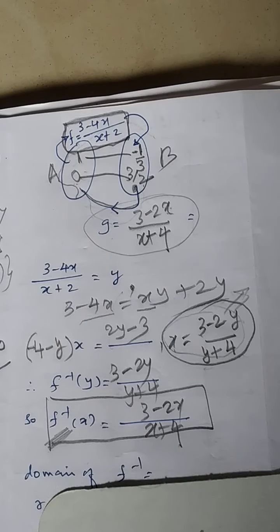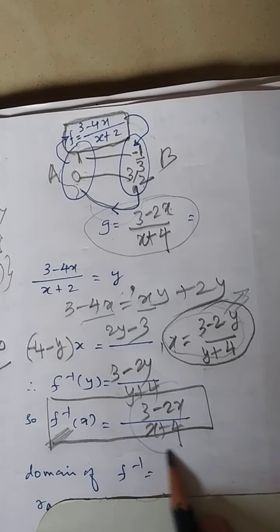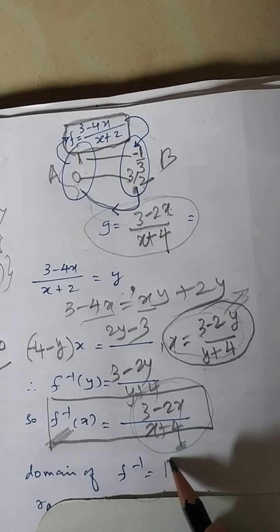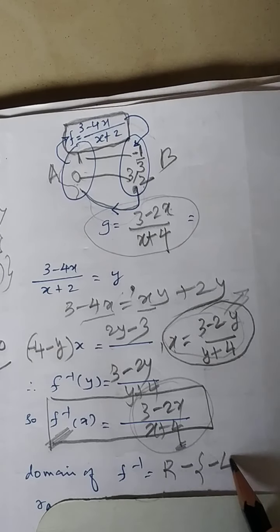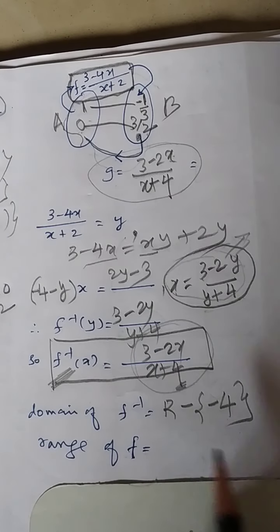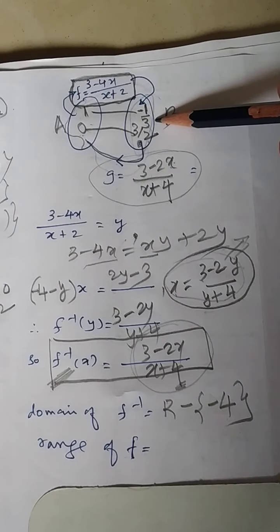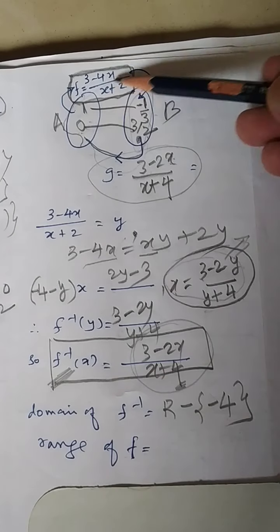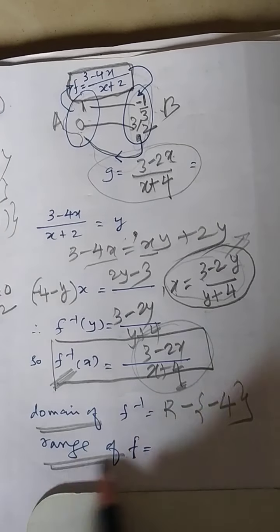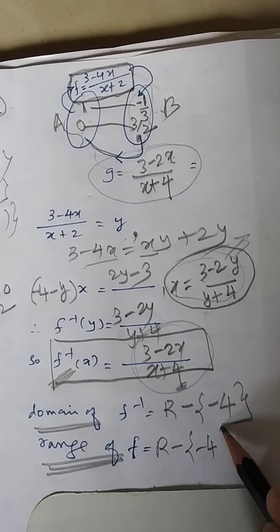Now I am asking you, what is the domain of f inverse? For this function, what is the domain? Which number is not valid? Minus 4, because after replacing with minus 4 you will get not defined. So this is a domain with reference to g, but with reference to f, it is a range. So domain of f inverse is the same as the range of f.